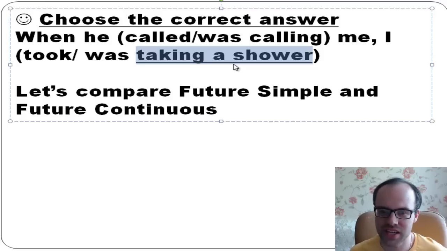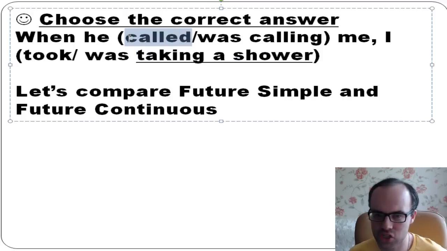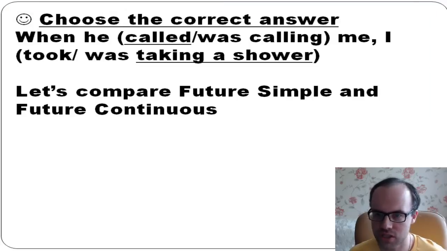So I was taking, and then suddenly he, and yeah, right. You are absolutely right, my friend. It's a short action. So he called me. So when he called me, I was taking a shower. So this is a short action and it interrupts a long action. Very good. Well done. Excellent. Amazing. Okay, really. Let's compare future simple and future continuous.